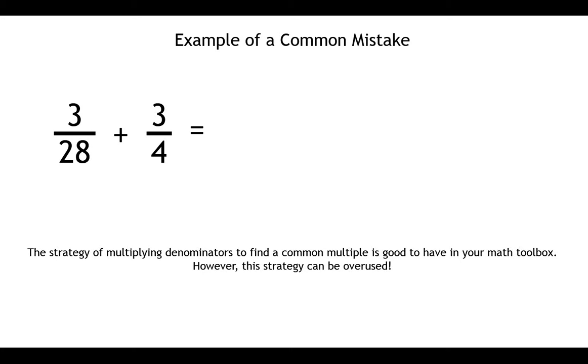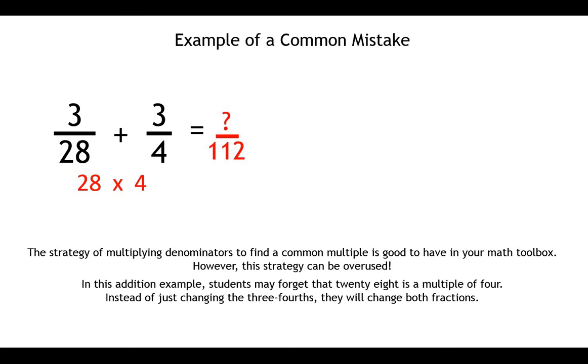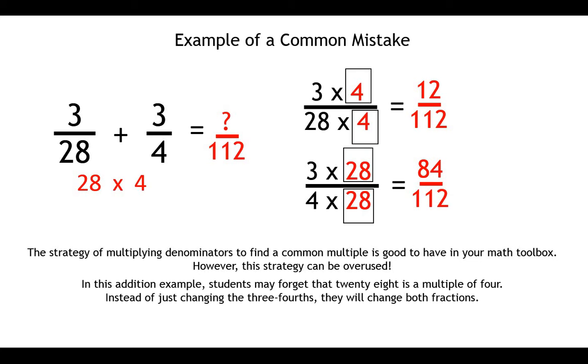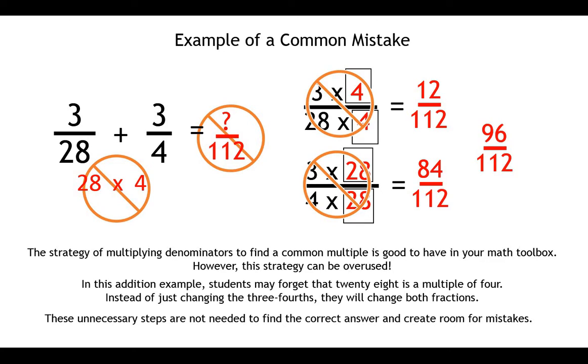The strategy of multiplying denominators to find a common multiple is good to have in your math toolbox. However, this strategy can be overused. In this addition example, students may forget that 28 is a multiple of 4. Instead of just changing the 3/4, they will change both fractions. These unnecessary steps are not needed to find the correct answer and create room for mistakes.